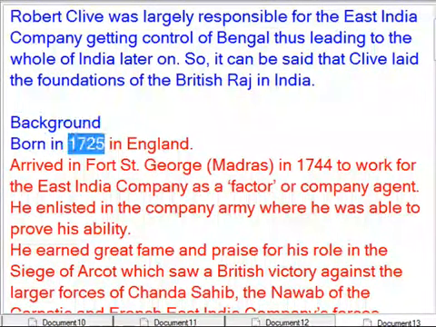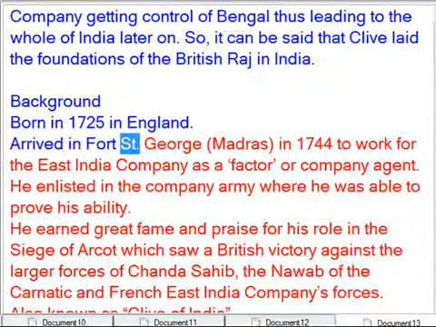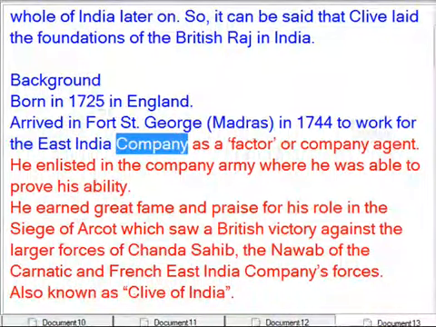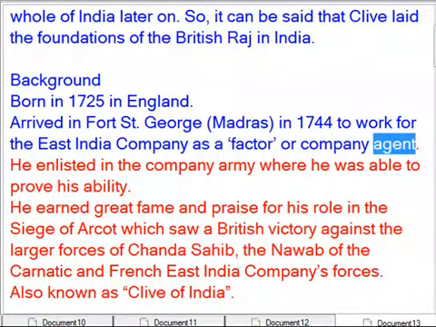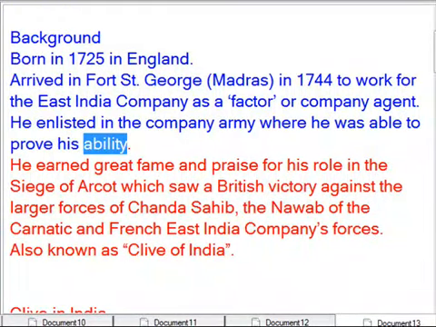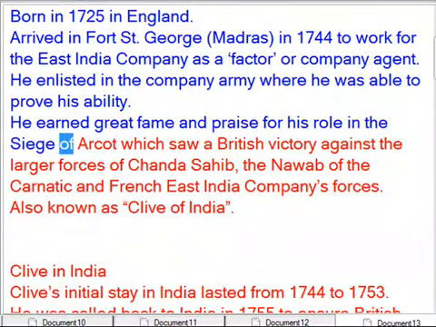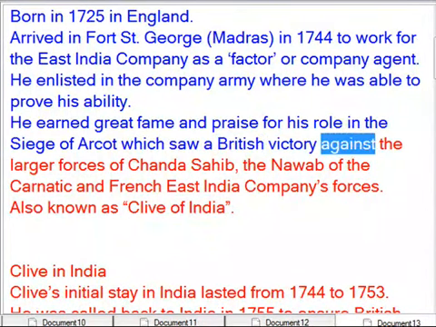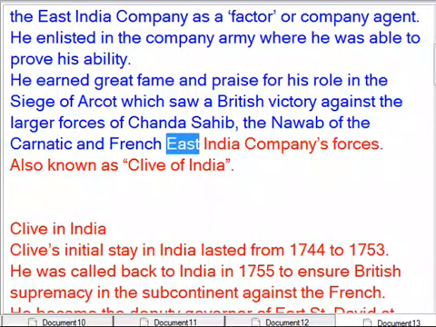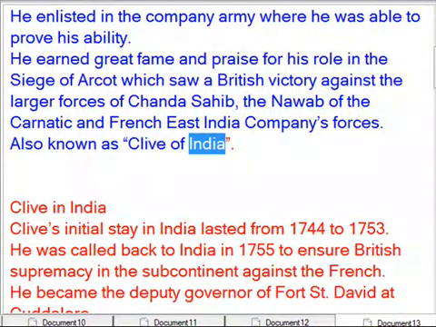Background: born in 1725 in England. Arrived in Fort St. George, Madras in 1744 to work for the East India Company as a factor or company agent. He enlisted in the company army where he was able to prove his ability. He earned great fame and praise for his role in the siege of Arcot, which saw the British victory against the larger forces of Chanda Sahib, the Nawab of the Carnatic, and the French East India Company's forces. Also known as Clive of India.